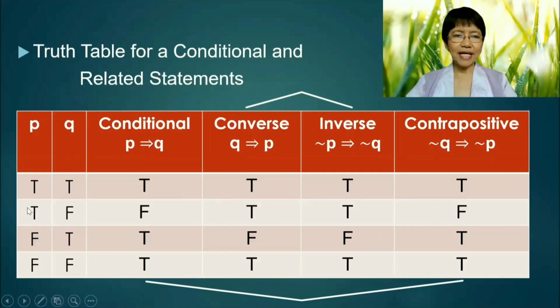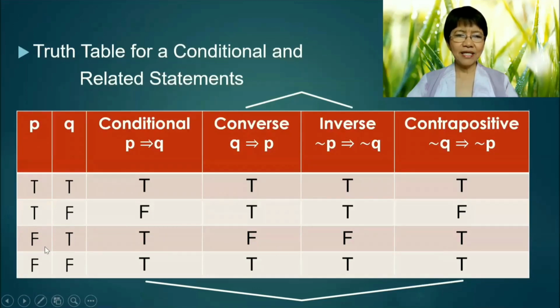So for the second set, we have P is true and Q is false. The conditional P implies Q is false and the converse is true. The inverse also agrees with the converse, it's true, and the contrapositive is false. Then if P is false and Q is true, then the conditional P implies Q is true. And the converse is false, the inverse is false, the contrapositive is also true.